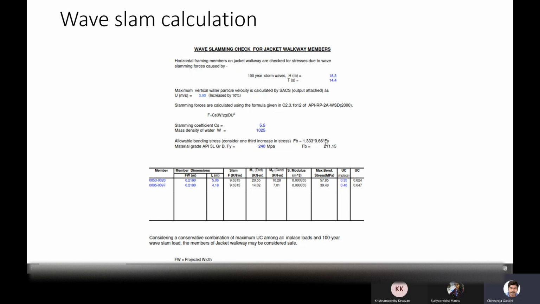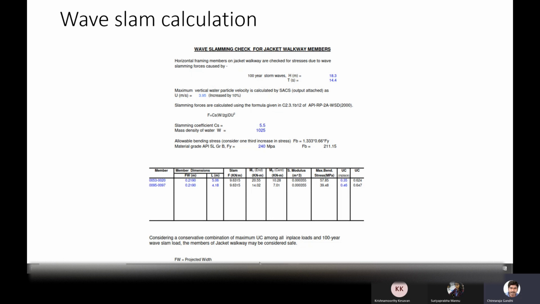We have multiplied over here, because 240 into 1.33 is 211.5. Why 211.5? Because this is the 100-year wave storm, so we can take 1.33 as the allowable increase in stress, and we have to multiply by it. So this is the allowable bending stress. The actual bending stress will give 0.624. This is the 0.642 in place plus this wave slam check. This is contributing some 20% to this, so this will be the UC for the wave slam check.